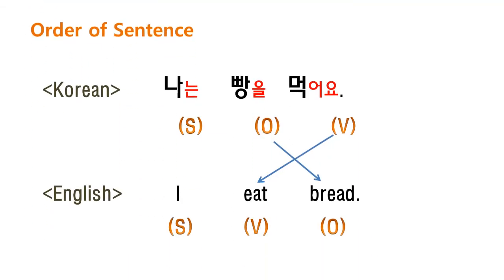Alright, so the sentence order in Korean is a bit different to English. In English, we say I, subject, eat, verb, bread, object. In Korean, we start with the subject, 나는. 는 is the subject marker, so 는 says the subject of the sentence is 나, which is I. And then we have the object, 빵 is bread. So 빵을, we have the object marker. And then we have the verb, 먹어요 is the present tense, polite form of 먹다, to eat.